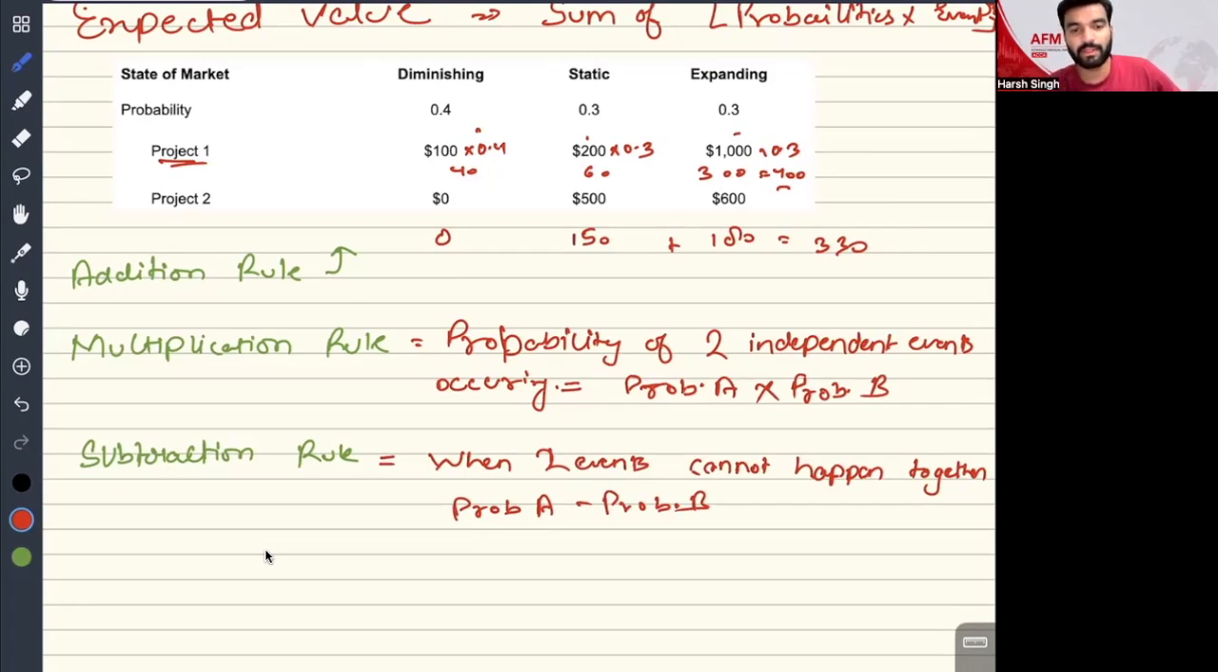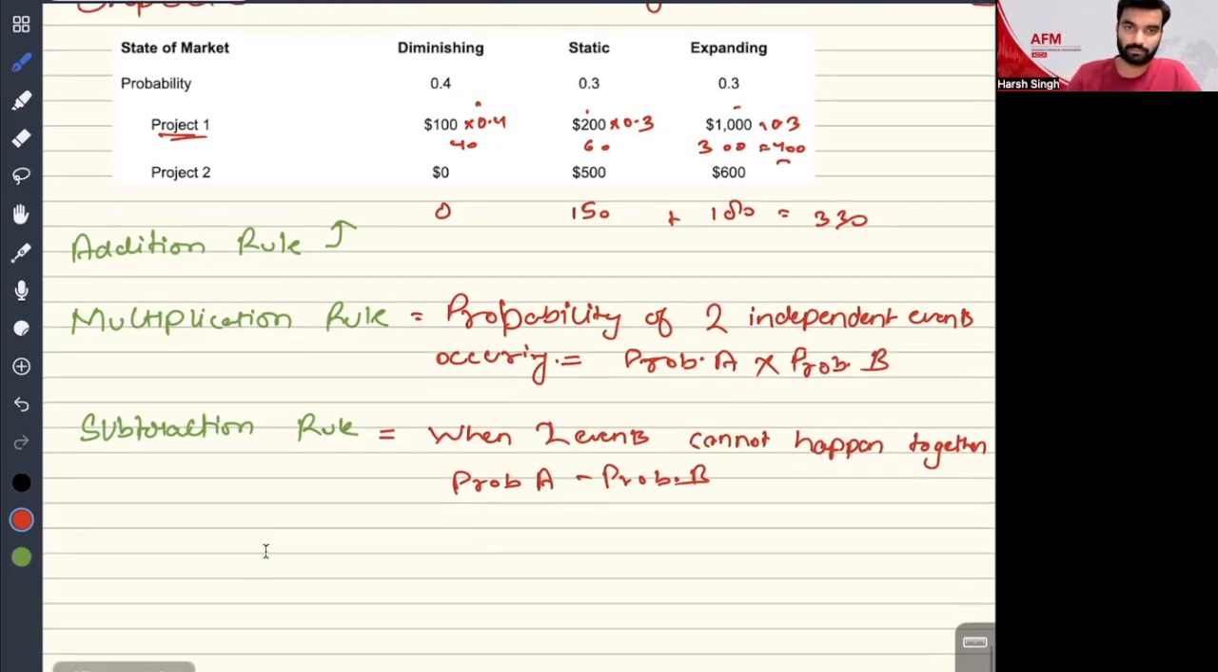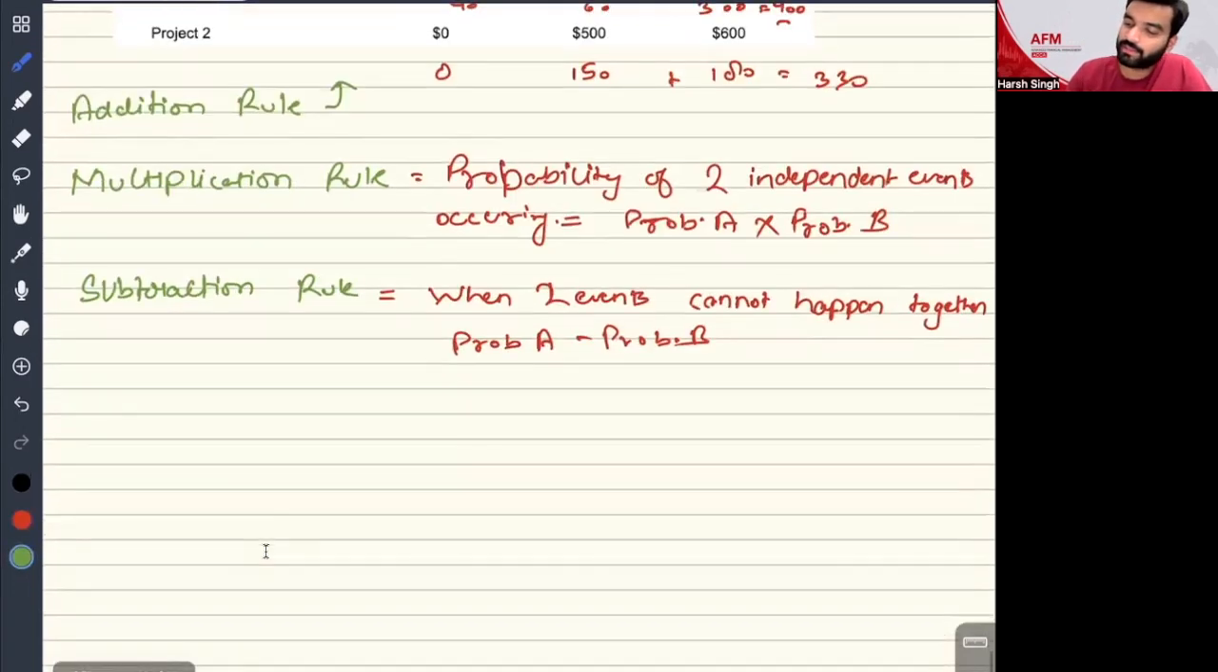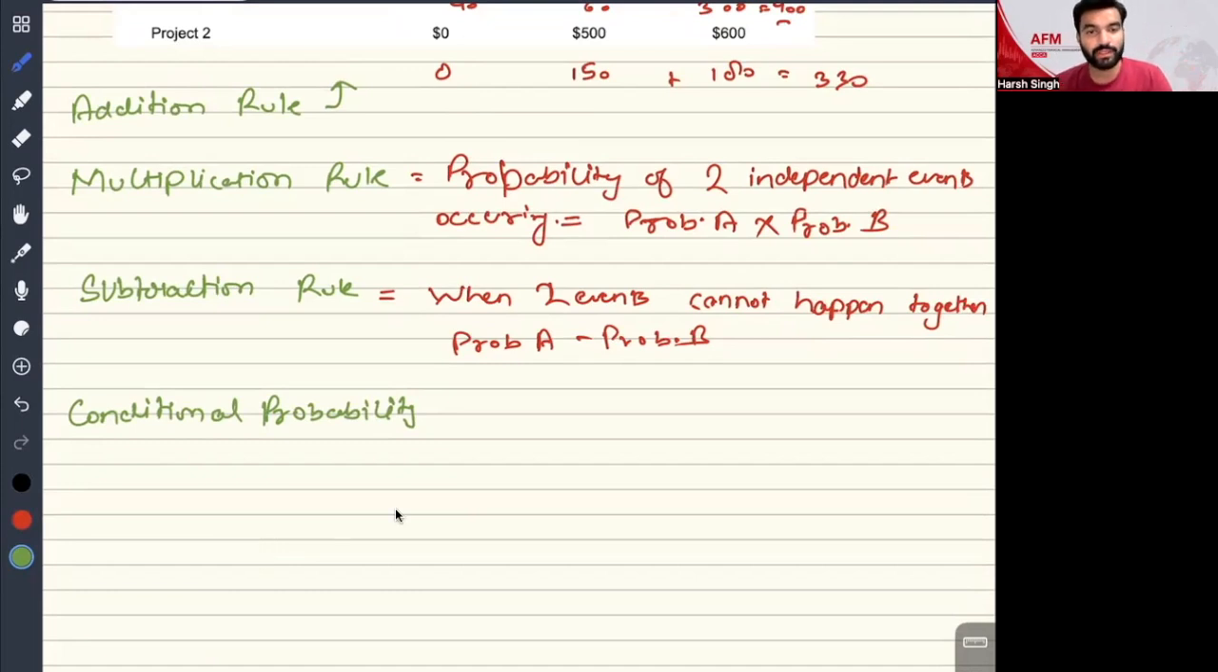Okay. Then we have something called conditional probability. Conditional probability is nothing but the happening of one event depending upon the happening of another event.